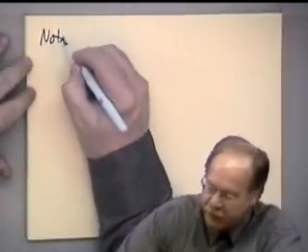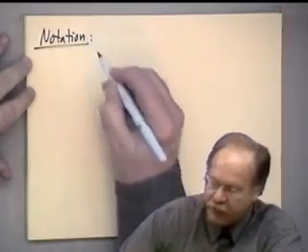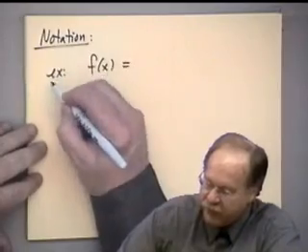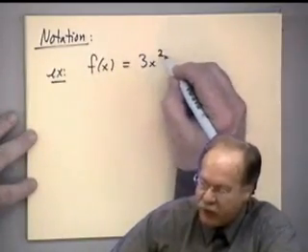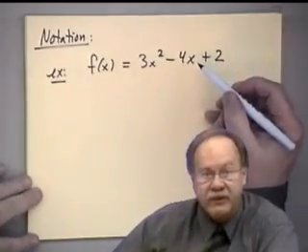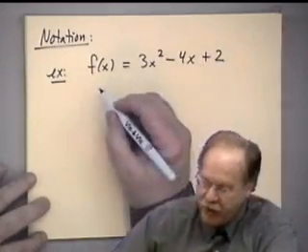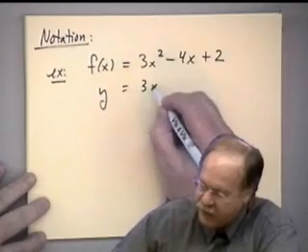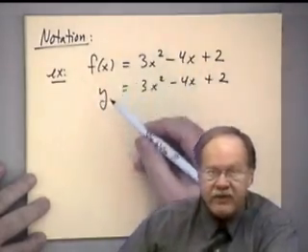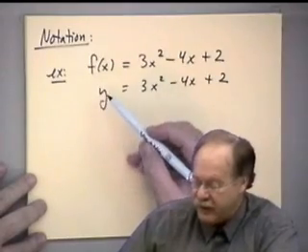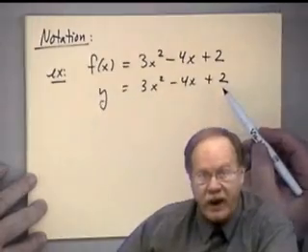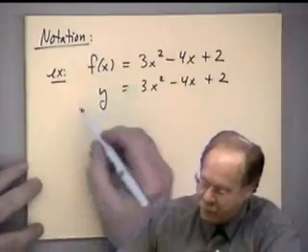Finally, let me say a word about notation here, just to see it in operation. A function might be given, for example here, as this polynomial 3x squared minus 4x plus 2. This is an example of a function given by a formula. We might also write y equals 3x squared minus 4x plus 2. Using y instead of f of x is not quite as informative, doesn't tell us what the name of the function is, but very often we use this when we want to graph functions, which we'll talk about later.